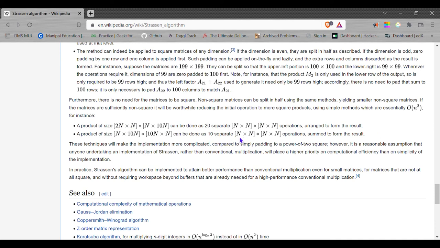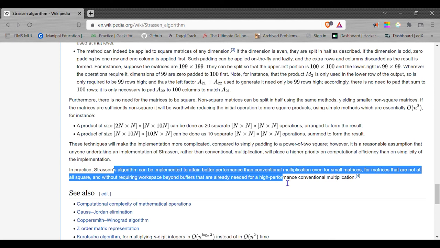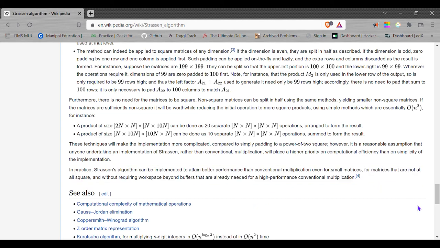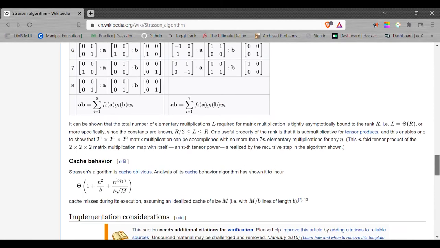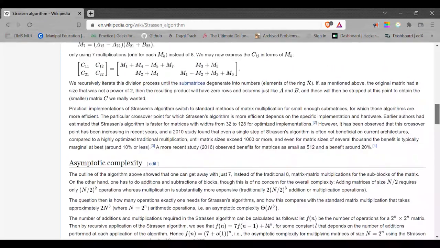मतलब आपको उनको n cross n में लाने की कोशिश करनी है as per your choice. But first of all आपके पास एक ऐसा division भी हो सकता है which is not a square matrix. So they are more complicated. However, in practice, Strassen's algorithm can be implemented to attain better performance than conventional multiplication, even for small matrices, for matrices that are not square, and even without requiring workspace beyond buffers that are already needed for a high performance conventional calculation.